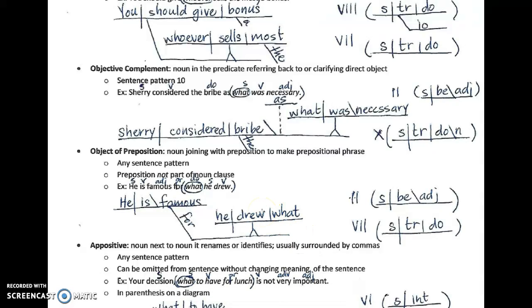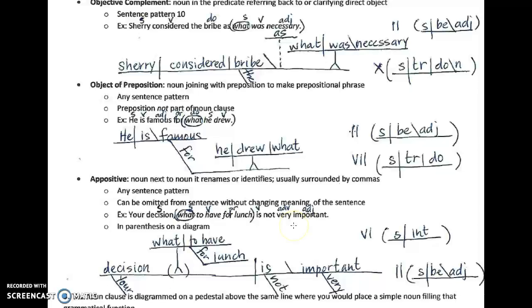Here's a good example of where you don't want to just diagram the sentence as it comes. Our subject is he, drew is our verb, and what is answering the question what he drew. He drew what? So things are completely out of order. What is functioning as the direct object and needs to be placed there. So that makes that a pattern 7.